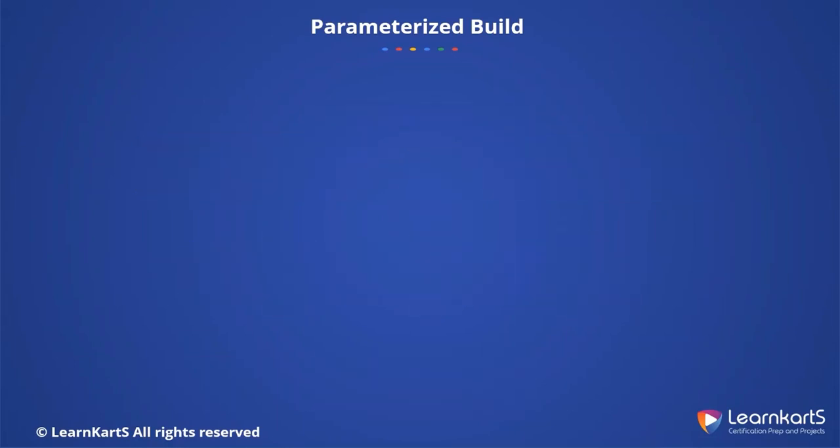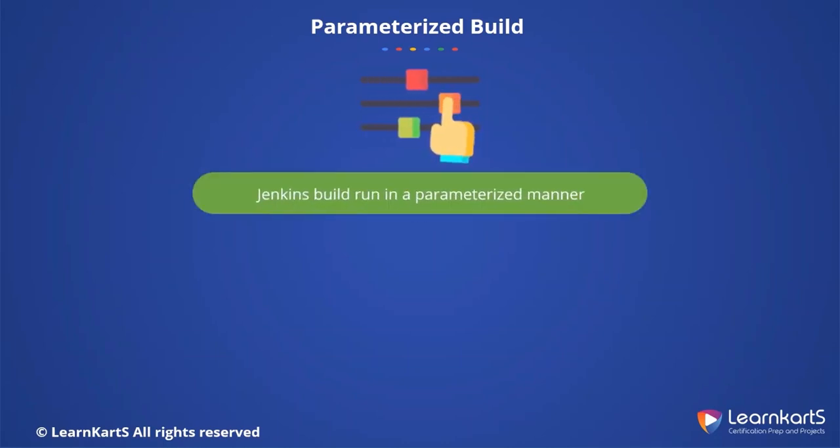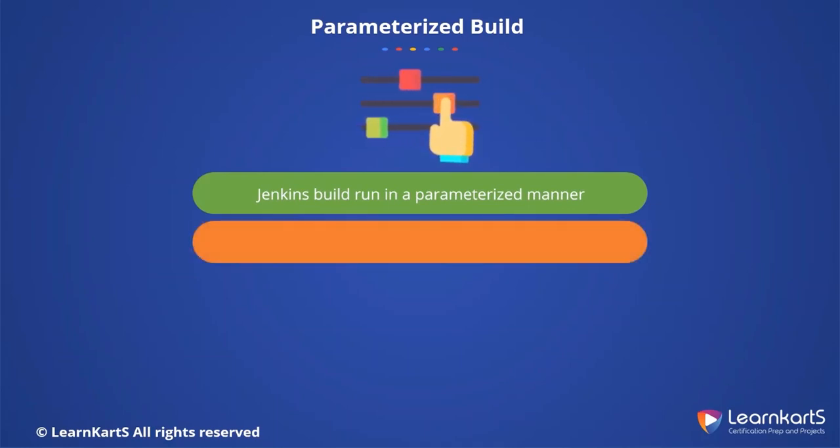So in order to get rid of this, what we say is that we go for the parameterized build. Now the parameterized build is saying that I will be running the Jenkins builds in such a way that it will be parameterized. So the same Jenkins build with the help of parameters can be triggered in multiple ways. Multiple ways you can run that and you can get the desired output. So that's the main benefit which you're going to get with the parameterized build.